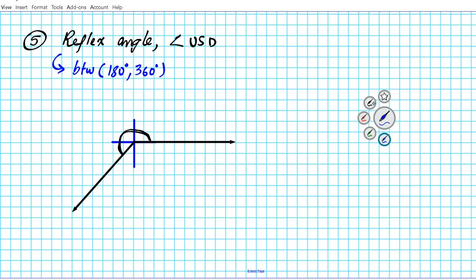Okay, let's put in the letters. U, the first point, is going to be on the first side. S will be on the vertex right there. That's S. And then D will be on the second side. All right, so the angle on top, USD, represents a reflex angle because it is between 180 degrees and 360.